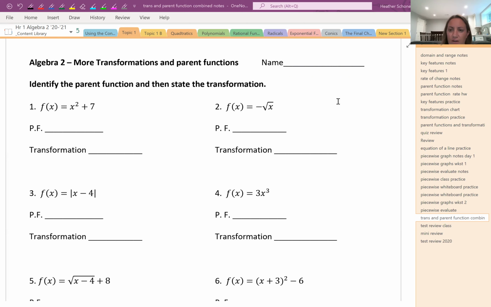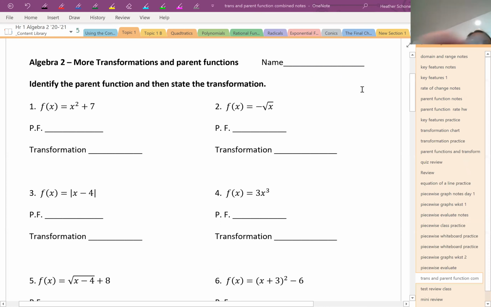Okay, this video is talking about the transformations and some parent functions, and this is a review for our test. So if we look at this first section, this is simply just reviewing what the parent functions are and then what the transformations are. We're not graphing any of them.